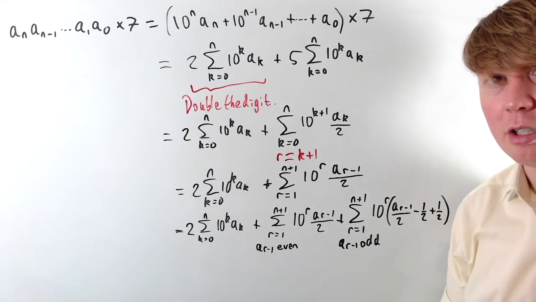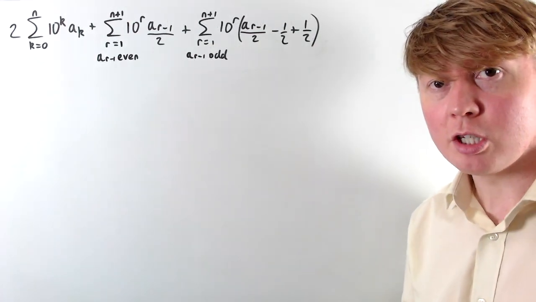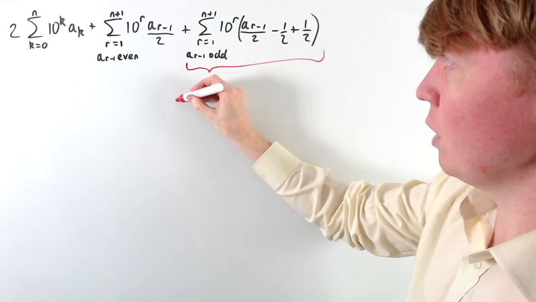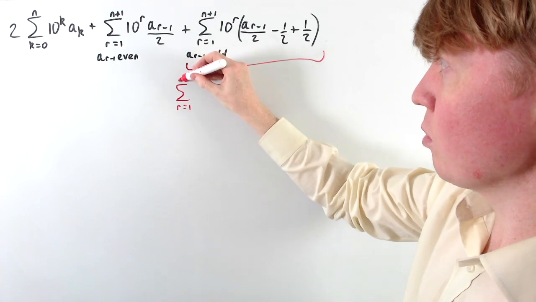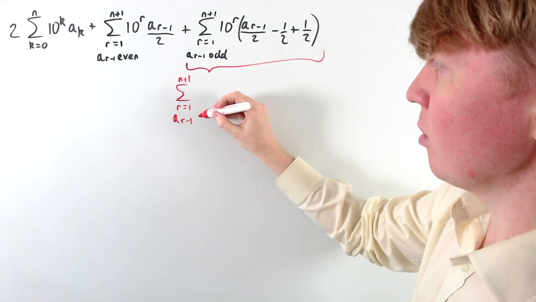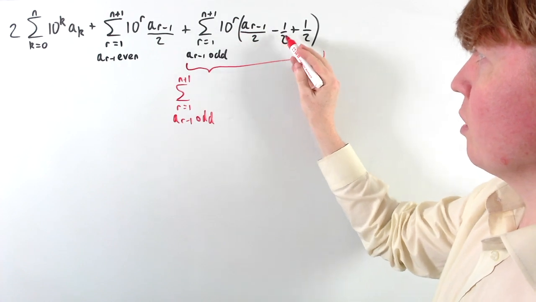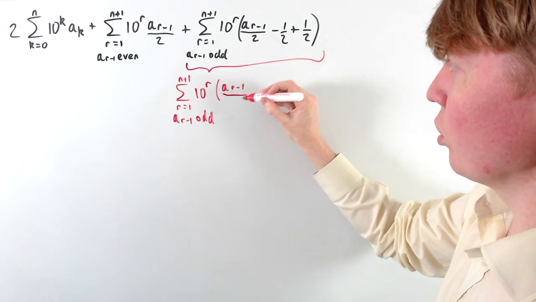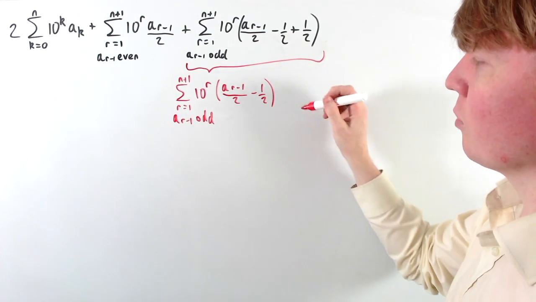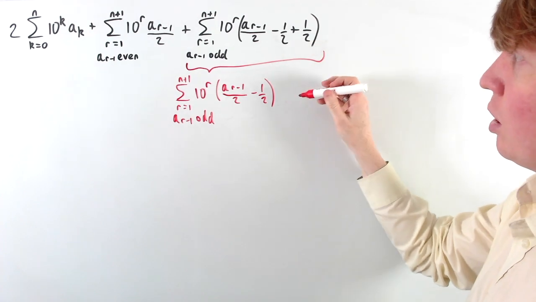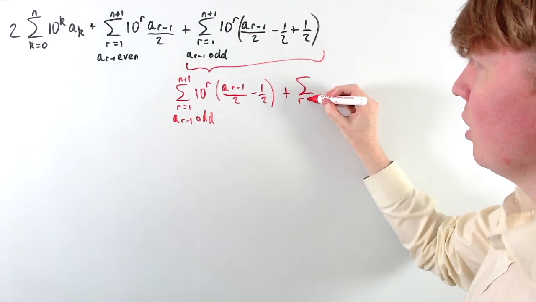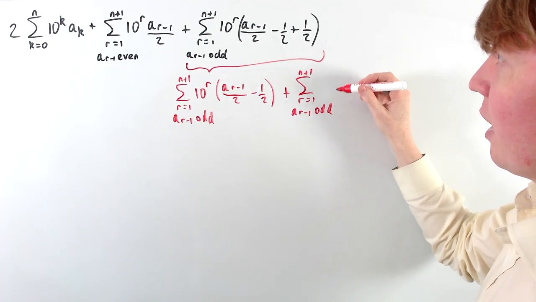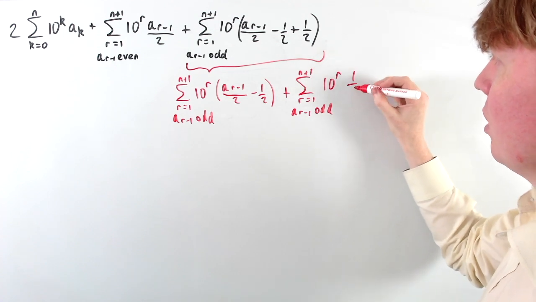after some more calculations. So here we've got the sum of the odd digits. We're actually going to split this up into two separate sums now. So we'll write this as the sum from r equals 1 up to n plus 1, where ar minus 1 is still odd, and we'll just take the first two terms in this bracket. So we've got 10 to the r times ar minus 1 over 2 minus a half. So we've got this term, but then we also need to have this plus a half term, so we've got plus the same sum going from r equals 1 to n plus 1 where our digits are odd, and we've just got 10 to the r times a half.